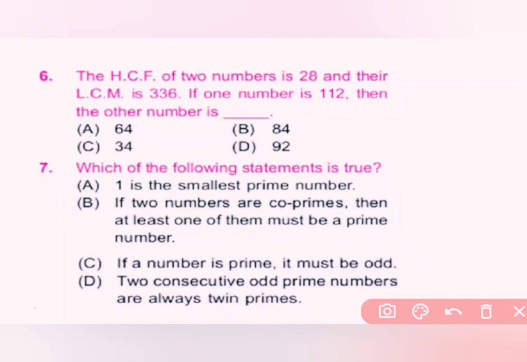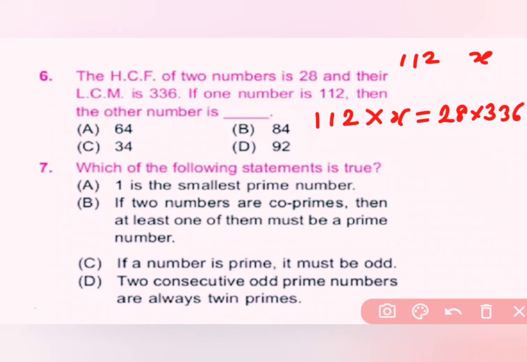Question number 6. The HCF of two numbers is 28 and their LCM is 336. If one number is 112, then the other number is dash. One number is 112 and the other number we take as x. The equation is the product of the two numbers, means 112 into x is equal to LCM into HCF, means 28 into 336. So here x is equal to 28 into 336 divided by 112.